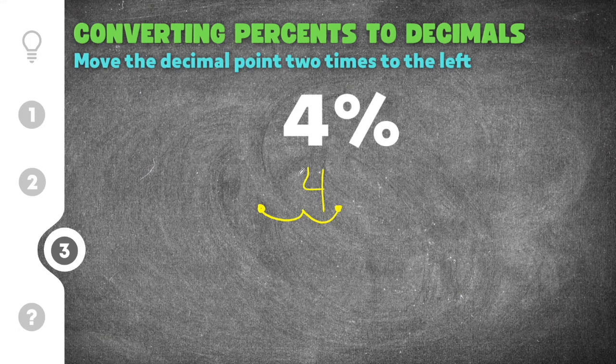Anytime you have a problem where there is no number, you're going to add a 0 as a placeholder. That means you still move it twice, but you just have to add a 0 to take up that position because you're missing another number. And then I'm going to rewrite this as 0.04 as our decimal for 4%. So 4% as a decimal is 0.04.